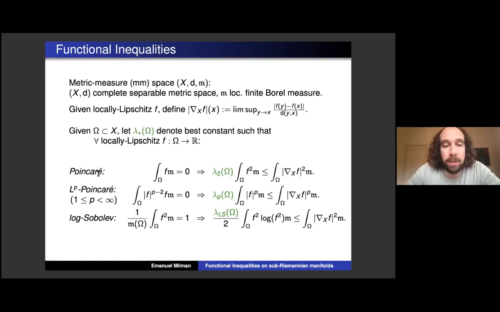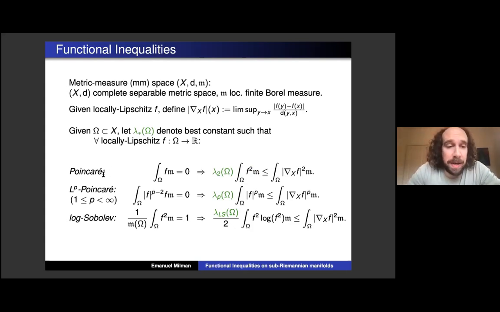So this is the requirement that for any function which integrates to zero on omega, we have this relation between the L2 norm of the function and the L2 norm of the gradient of the function, the energy. And the best constant here we denote by lambda 2 of omega. So if you're in the smooth setting and you're able to integrate this expression by parts, it's very well known and classical and easy to see that this corresponds to the first non-zero eigenvalue of the Neumann-Laplacian on omega. Okay, so that's lambda 2.